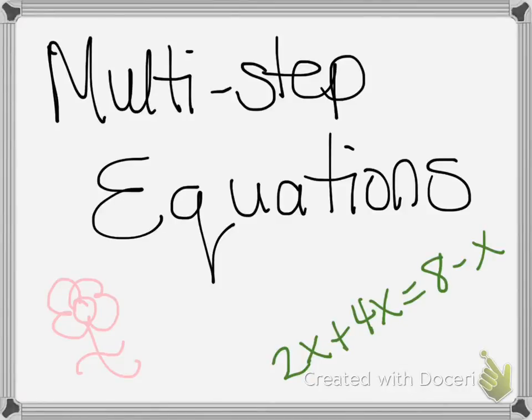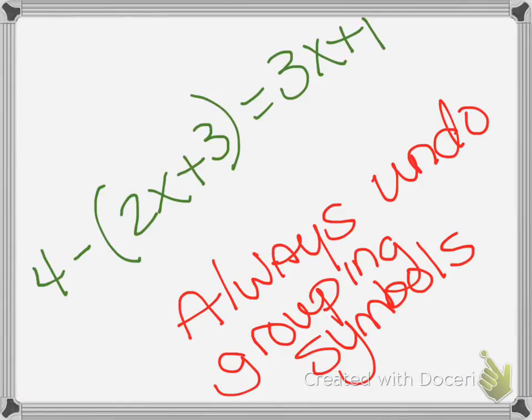This video is for multi-step equations. An example of a multi-step equation is the green one there: 2x plus 4x equals 8 minus x. So, the multi-step equation we're actually going to look at is a little more complicated than the example.